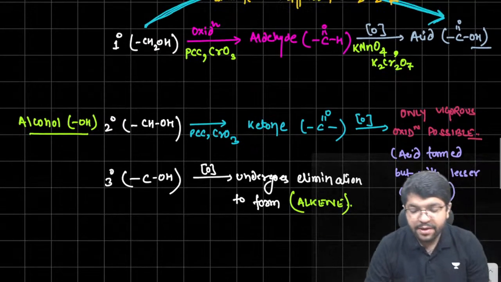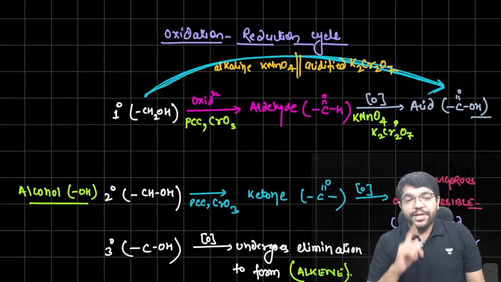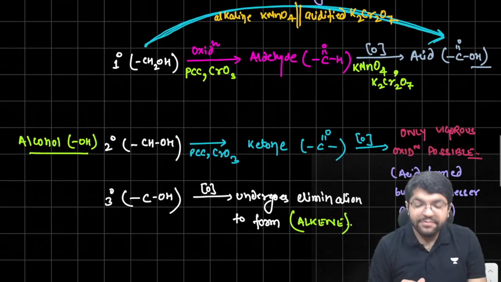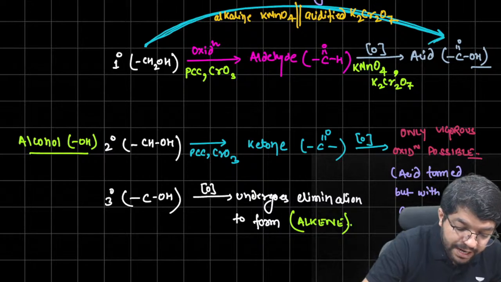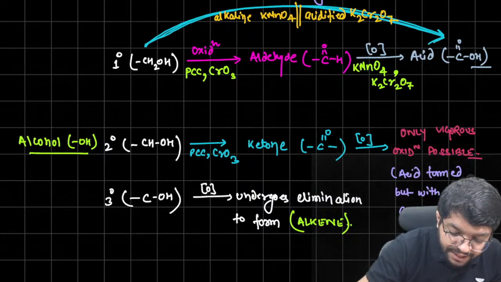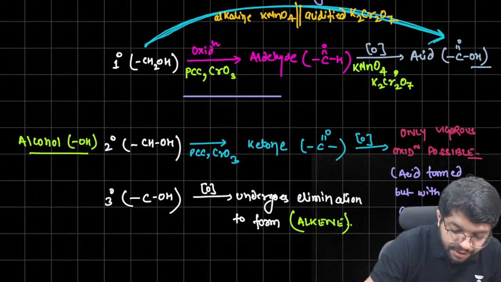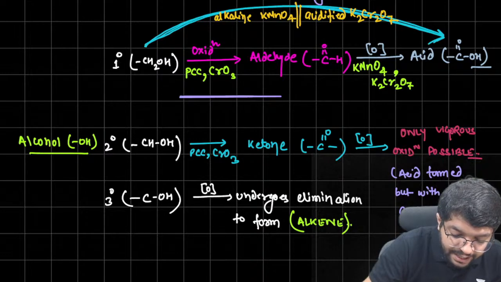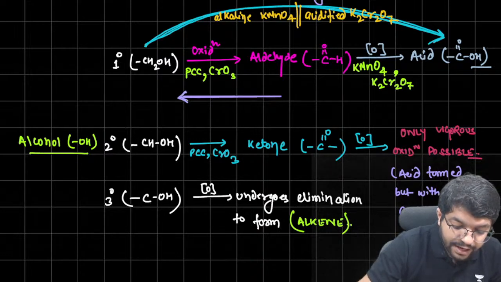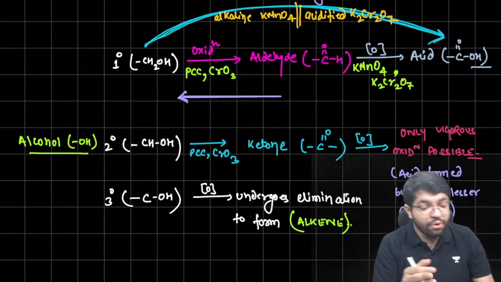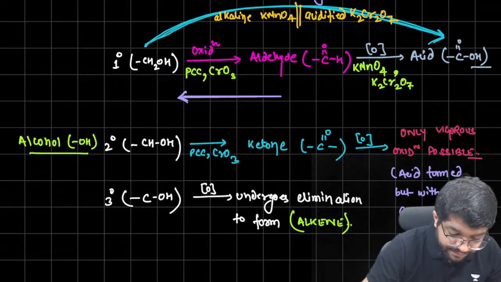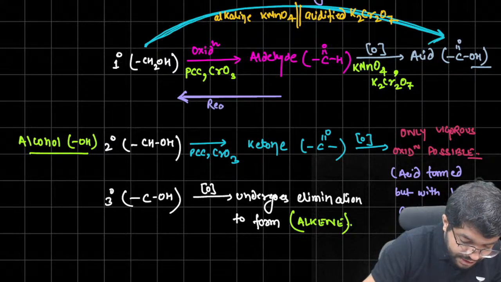Elimination. This was all oxidation as I talked about. Now something which is called reduction. My aldehydes can be traced back to alcohol. Most important, my aldehyde could be traced back to alcohol. Aldehyde reduction to alcohol. Reduction.